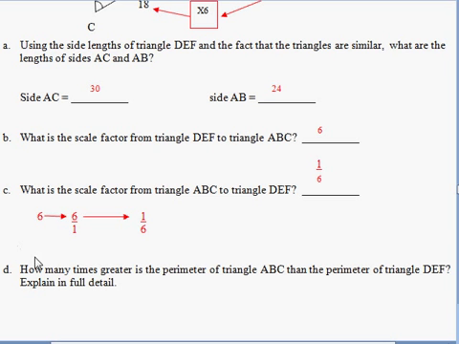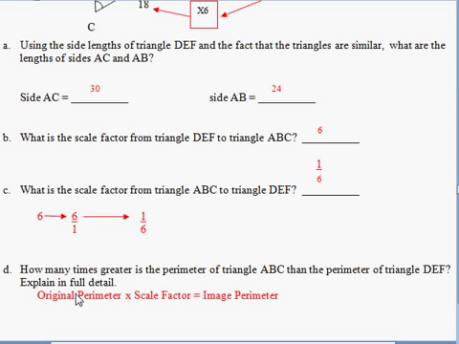D is asking how many times greater is the perimeter of ABC, that's the bigger one, than the perimeter of DEF. Explain in full detail. Now, you can figure out the two perimeters and just divide to find out how many times bigger it is, which I would say is the 6th grade way. I want you to step it up and show me the 7th grade way of figuring this out.